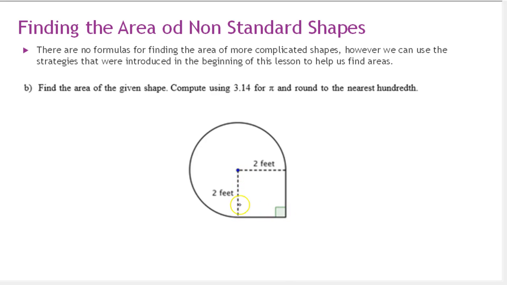I know it's a square because this says 2 feet, this says 2 feet, so this must be a square. Notice I have the 90-degree angle marked here, so that tells me that it's a square and not a parallelogram. So I want to find the area of this Pac-Man part and the area of the square, and combine them together. Since this isn't a full circle, I need to determine what fraction or part of a circle this is.